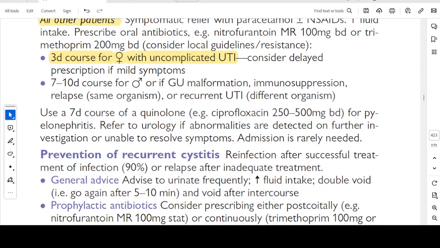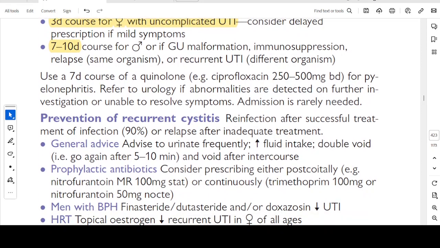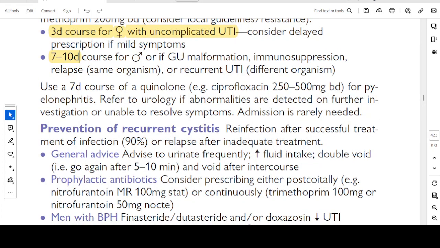7 to 10 days course for males, or if GU malformation or immunosuppression, relapse of same organism or a recurrent UTI from a different organism. So then you give a longer course, 7 to 10 days. For males, you always give a longer course because males are not usually susceptible to UTIs, and if they have a UTI, it should be from what we can say a potentially dangerous organism. That's why you give a 7 to 10 days course of antibiotic.